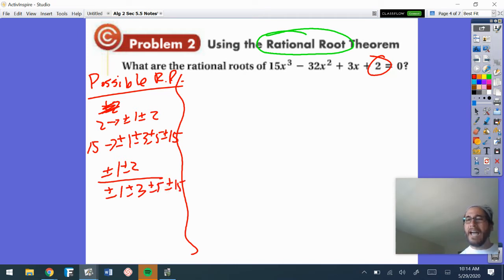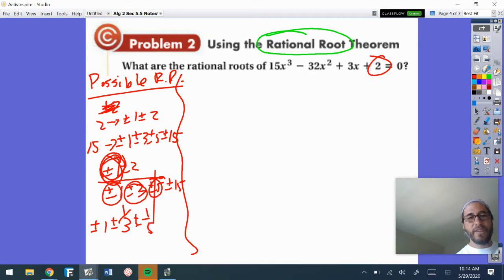So what are the possibilities? Well, remember, you do 1 divided by 1. It's my first possibility. 1 divided by 3, second possibility. 1 divided by 5. That'd be 1/3, that'd be 1/5. Those are gross. Then plus or minus 1 over 15.